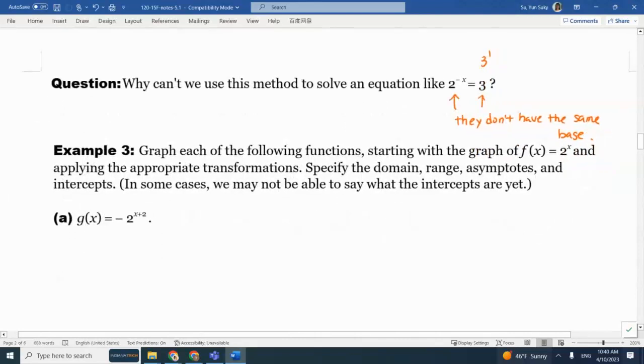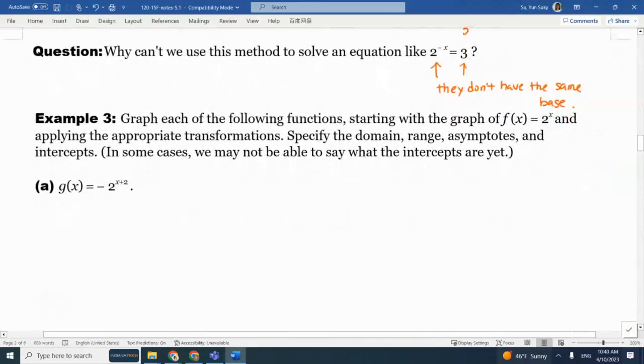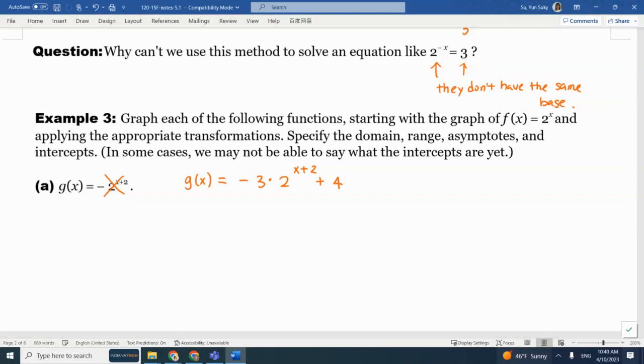Okay, and then next, let's talk about the graph. Okay, graph each of the following functions, starting with the graph of 2 to the x and applying the correct transformations. Let me make the problem more interesting. Okay, let's do a harder one. So let's do minus 3 times 2 to the x plus 2, and 4. Okay, let me make it more interesting. So your exam problem looks like that. Okay, so what do you do?